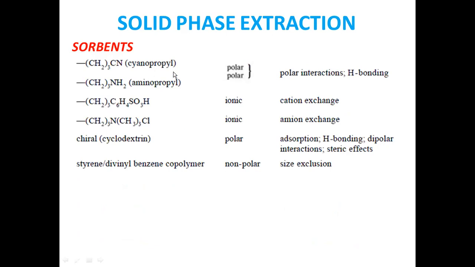I told you about some intermediately polar sorbents such as cyanopropyl silica and aminopropyl silica. They are not as strongly polar as silica or as less polar as octadecylsilane or octylsilane. Why?